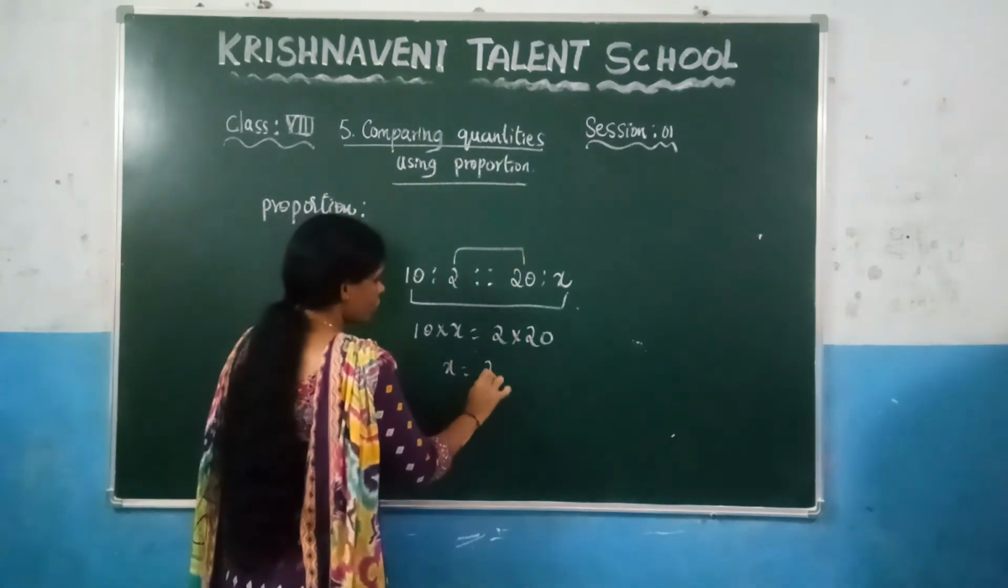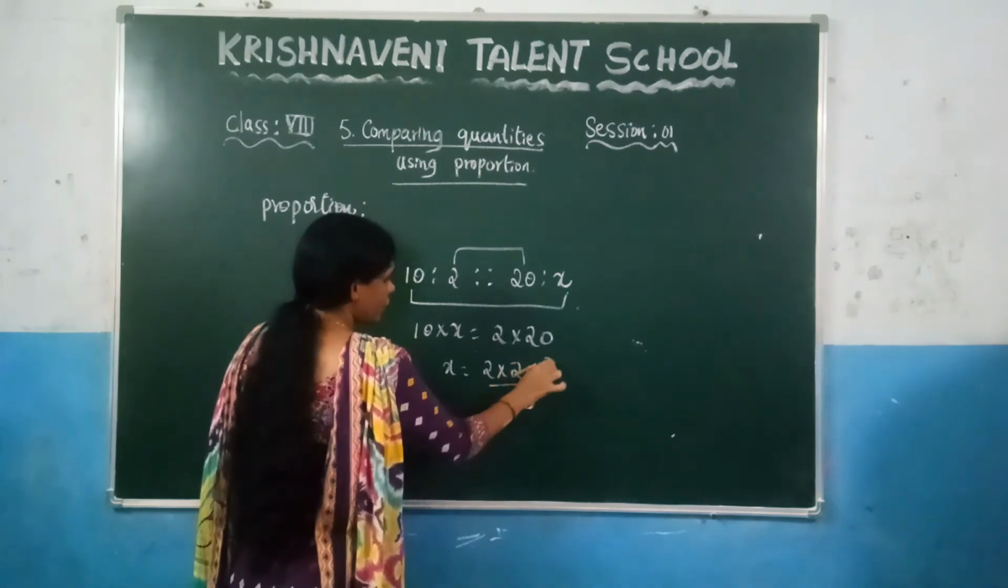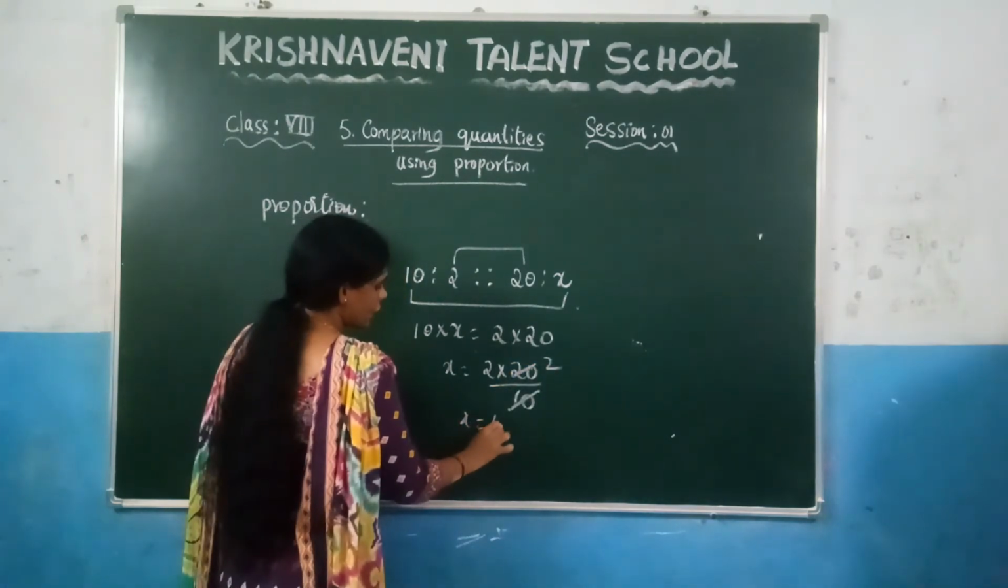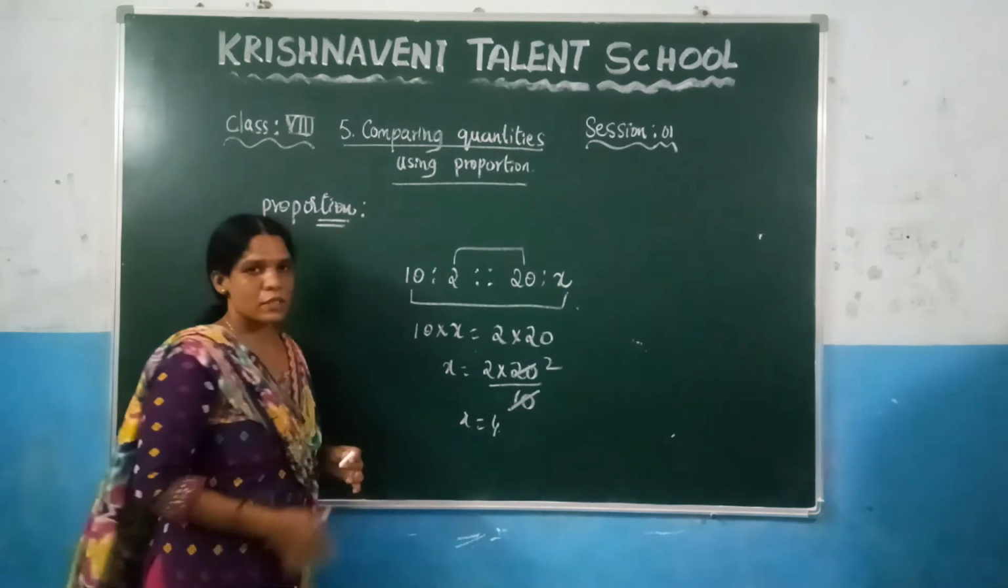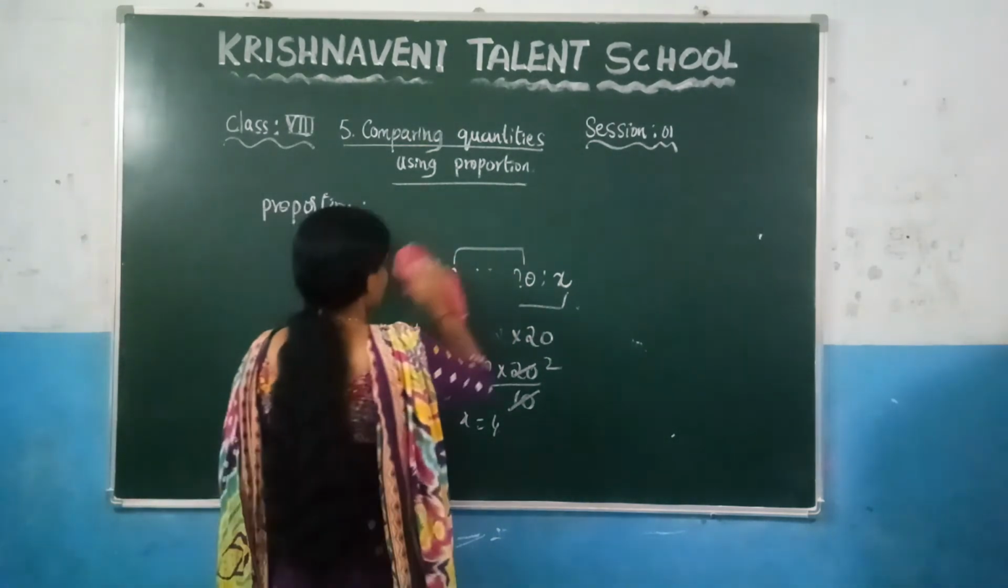Now you can find the value of x. x is equal to 2 into 20 by 10. 10 2s are 20, so you are getting the x value as 4. This is the proportion. This is about the proportion.